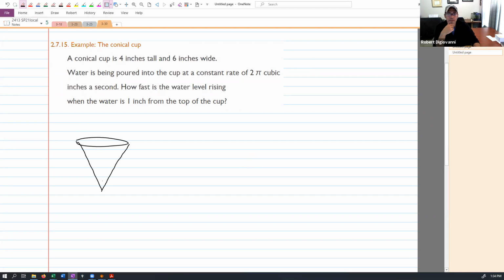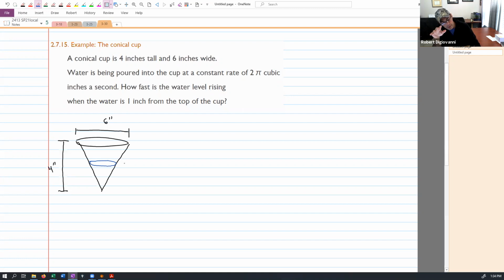Now, what I do know about this cone is that its dimensions are not changing, right? The cone is 4 inches tall and it's 6 inches wide. That never changes, right? The cone is the cone. The cup is the cup. But inside the cup is the water. And the water level is somewhere around here, right? And that thing is moving. It's going up. The water level is moving up.